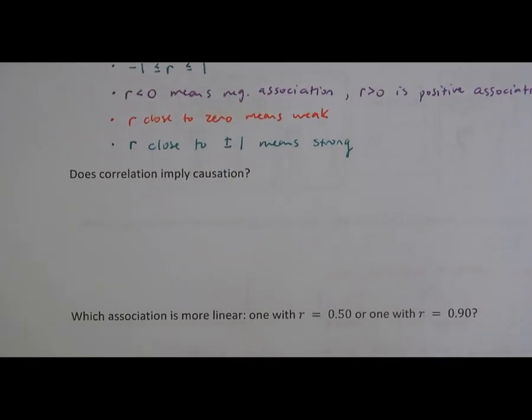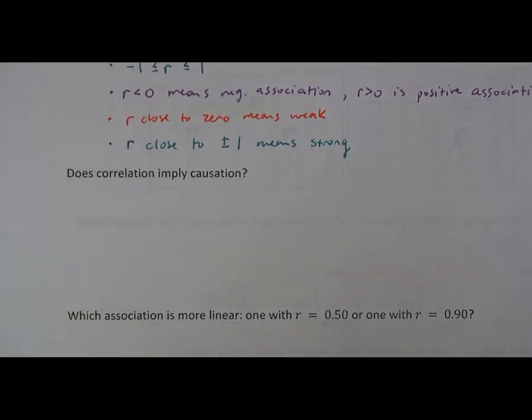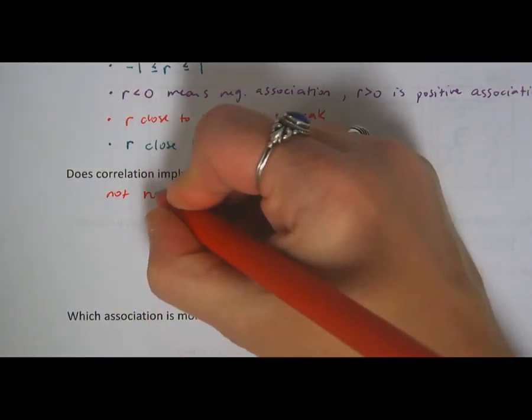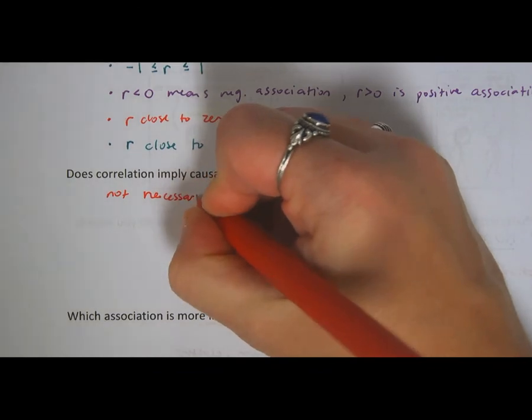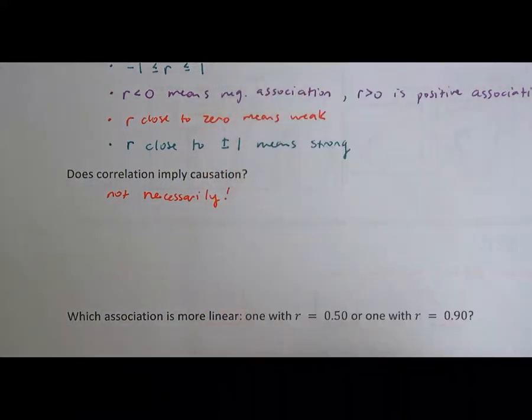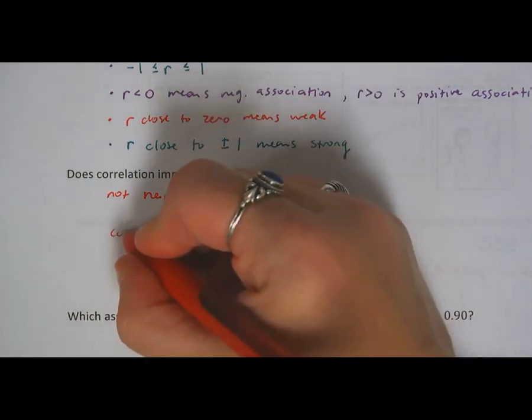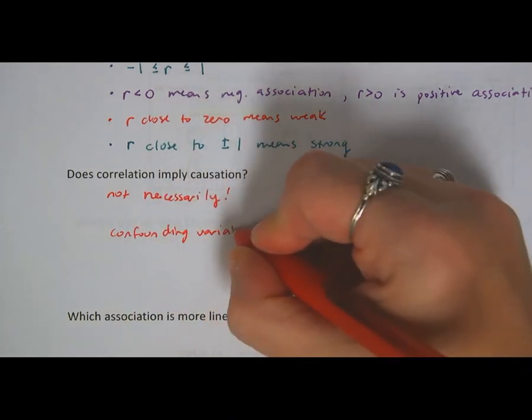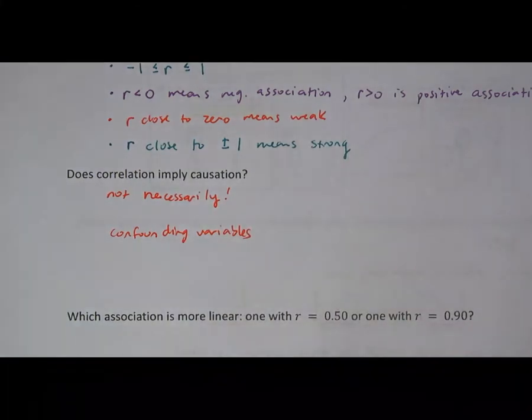Does correlation imply causation? Not necessarily. You could have confounding variables. Let me show you. I'm going to play another quick little video, and I'm only going to play part of it that's in the middle here.